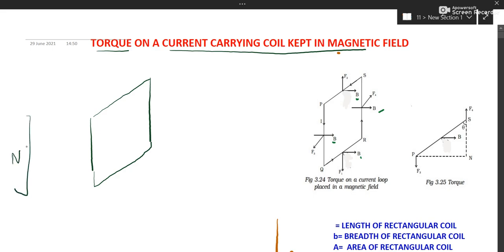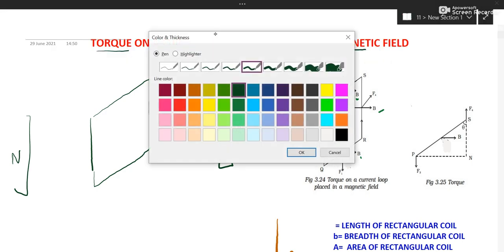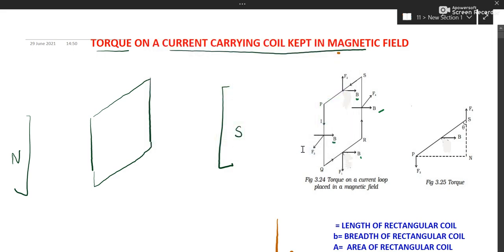So we are keeping it between pole pieces, north, south. So let us show magnetic field at each and every arm. So this is magnetic field. Try to draw at the midpoint of each arm. This is magnetic field. And this is magnetic field. Draw at midpoint. This is not drawn at midpoint, so I will erase it. And I'll be drawing at the midpoint. This is B. And similarly for this. This is how it should be drawn.